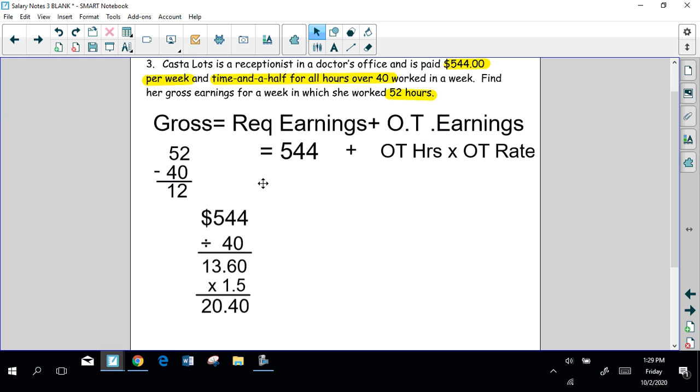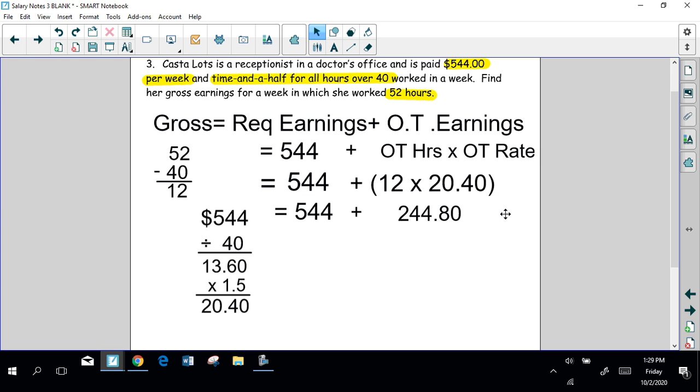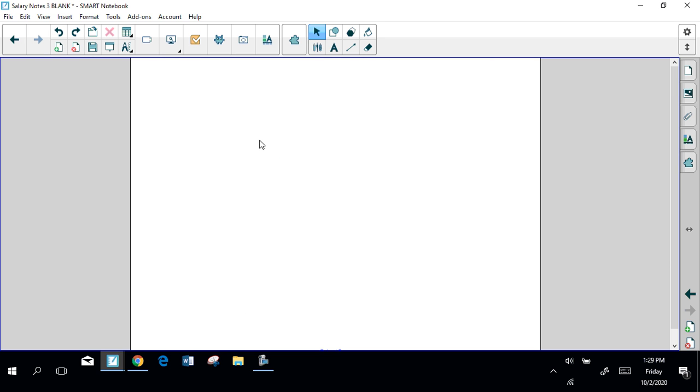Now we can figure out our gross earnings. We already have our regular earnings of 544 and our overtime hours and overtime rate, 12 times $20.40. And then we take our 544 regular and add our overtime pay. When we multiply our 12 and 20.40, we get $244.80. And when that's added to 544, our gross pay comes out $788.80. Now you're ready to start worksheet 3.